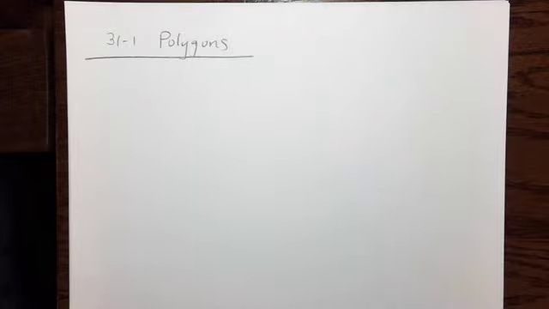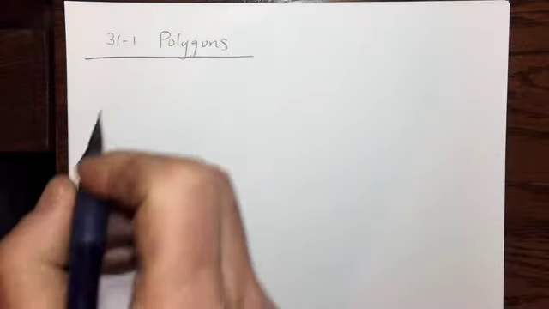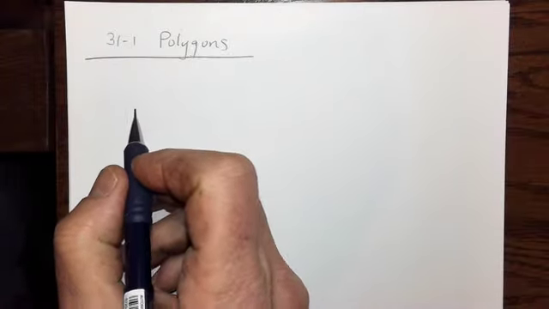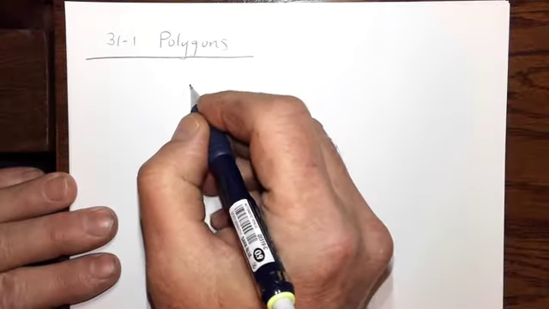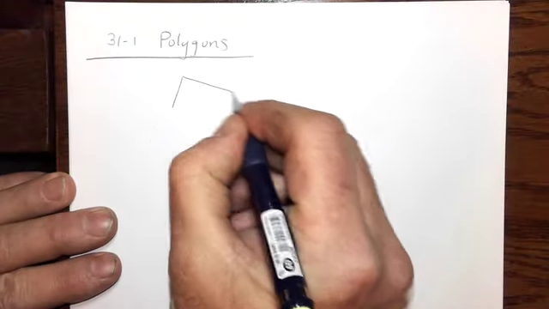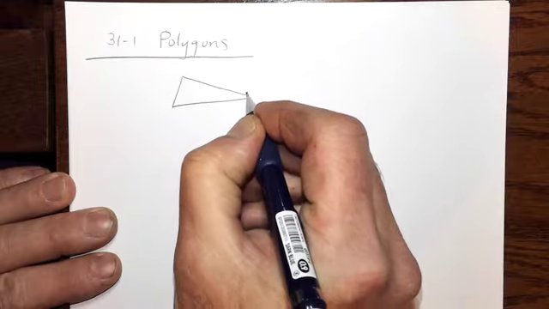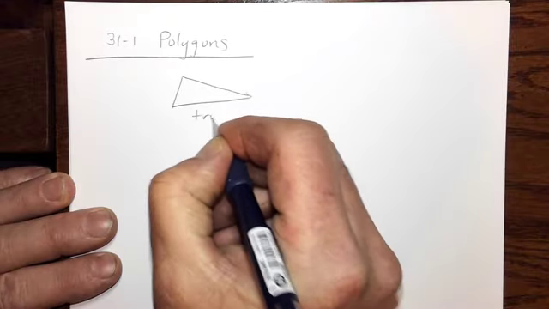Okay, today we're going to start lesson 31. We're going to talk about polygons. Now, a polygon is just a figure that has a particular number of sides. We know that anything with three sides we call a triangle.